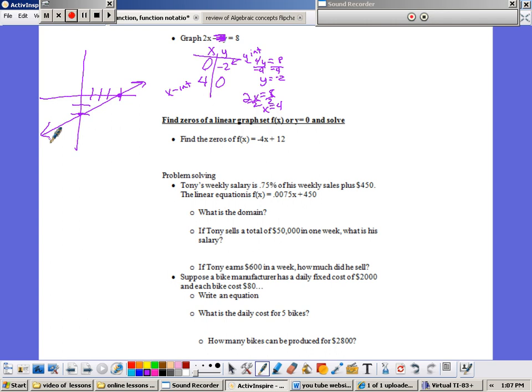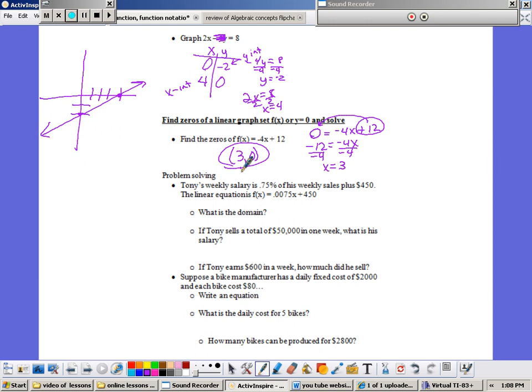Okay, I want to find the zeros. Zeros would be my x-intercepts. So to find the zero of a graph, set f of x or y equal to 0. So I'm going to set 0 equals negative 4x plus 12. I'm going to move my 12. Negative 12 equals negative 4x. Divide by negative 4. x is 3. So my zero occurs at (3, 0). When they're asking me for my zeros or my x-intercepts, remember zeros and x-intercepts go together. They're interchangeable. What they're asking you to do is to plug 0 in for y.